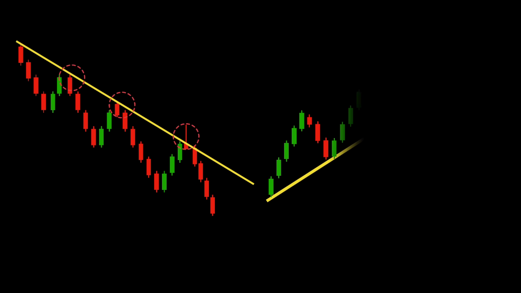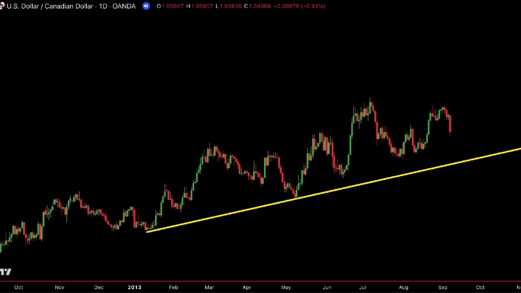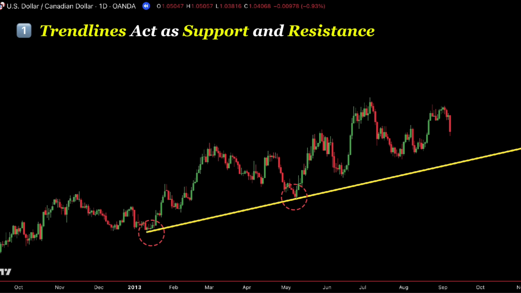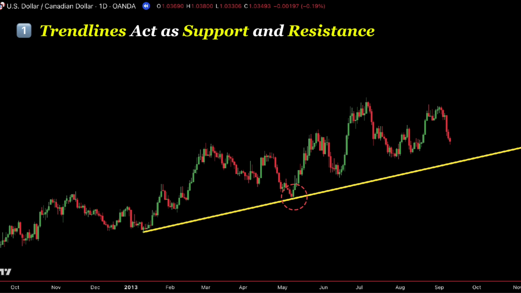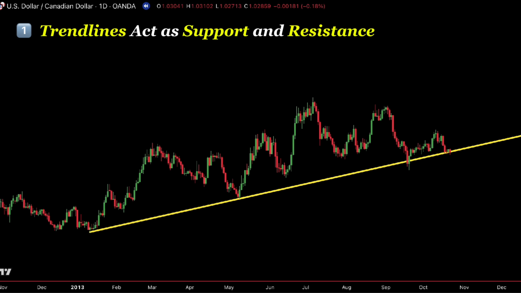Now let's answer an important question. Why do we even use trend lines? There are two main reasons traders rely on trend lines. In an uptrend, a trend line works as dynamic support. When price pulls back toward it, it often finds support and continues moving higher.